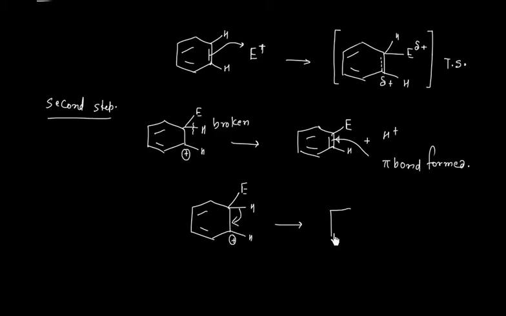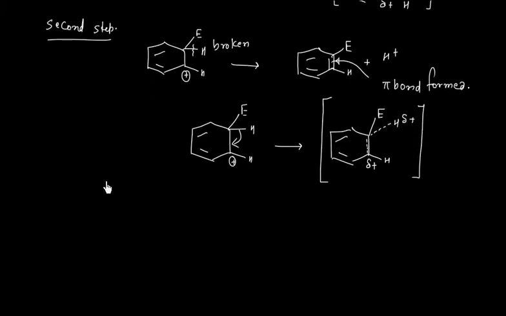So in transition state we will have this bond slightly broken and this bond slightly formed. Hydrogen will gain some positive charge because this bond is shifting this side and this positive charge is neutralized. So this is the transition state. So electrophilic aromatic substitution also has two transition states.